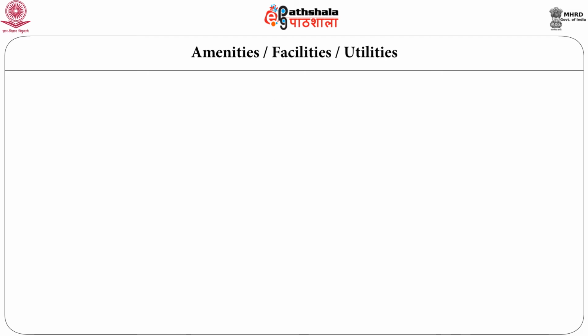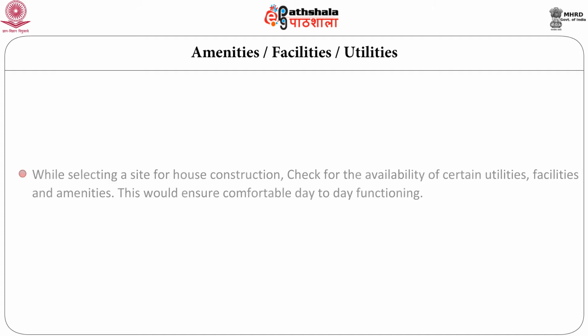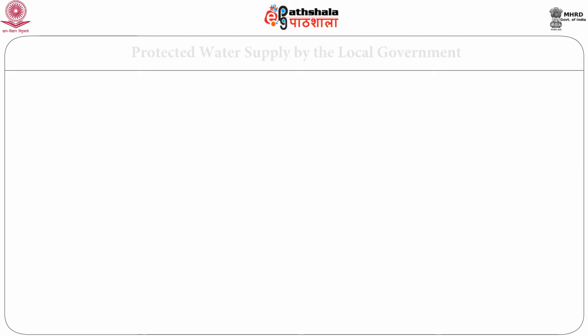Now, we shall come to the amenities or the facilities or the utilities which should be available near the site. While selecting a site for house construction, we will need to check for the availability of certain utilities and facilities and amenities. Now, why do we need them? These would ensure a comfortable day-to-day functioning. Now let us see what these are, because these are required for a smooth running of a household.